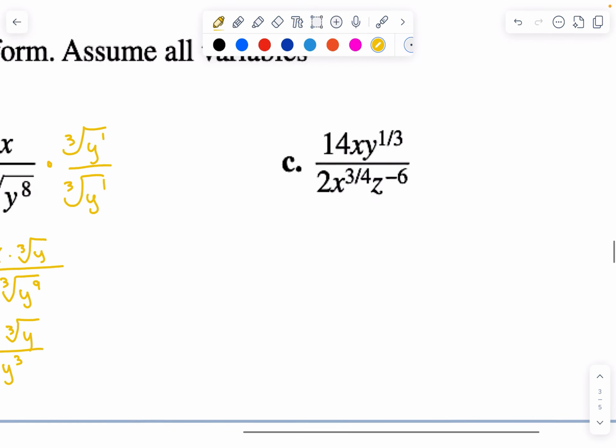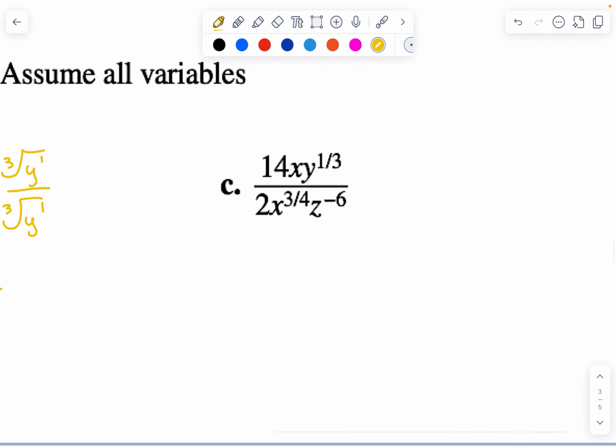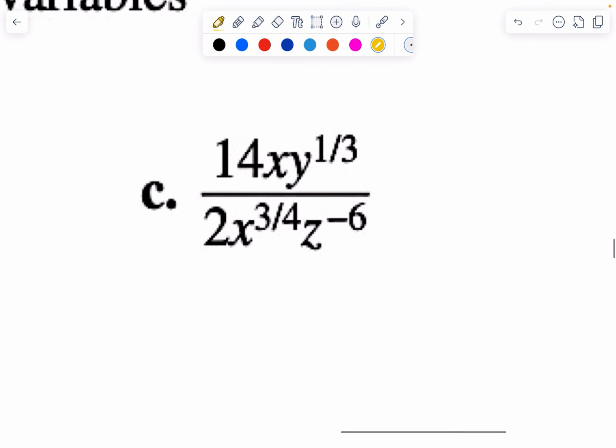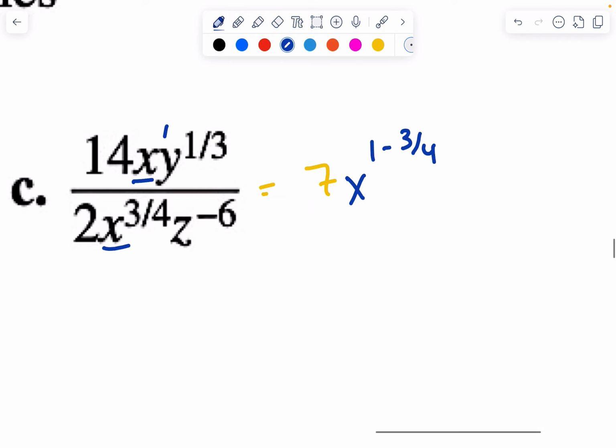Okay, this one. Here we want to simplify using exponent rules since everything's already in exponential form. Again, I kind of like divide and conquer, just look at one thing at a time. So I'm going to focus on the coefficients. So 2 goes into 14 7 times. Then I'm going to look at the x variables. So this is x to the first power. That's x to the 3/4 power. So that's going to be x to the 1 minus 3/4 power.